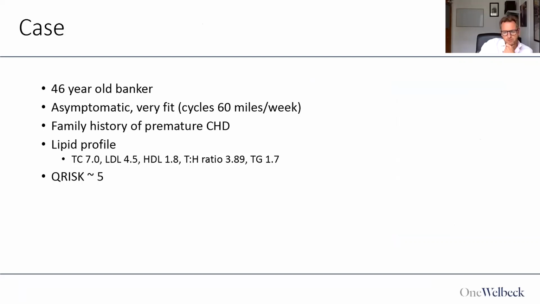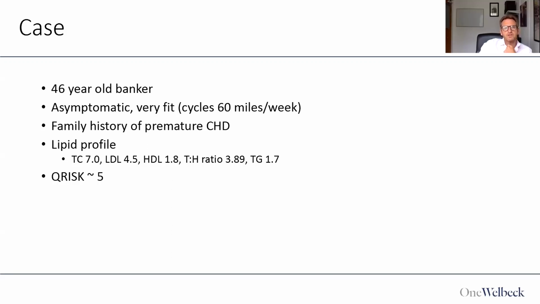But he's got a family history of premature coronary disease. He's known to have hyperlipidemia, and the issue of statin has been discussed previously, but he wasn't keen, so it was dropped. And he's now returned for further advice. On the basis of his risk profile, including a normal blood pressure, his Q risk is only about 5.